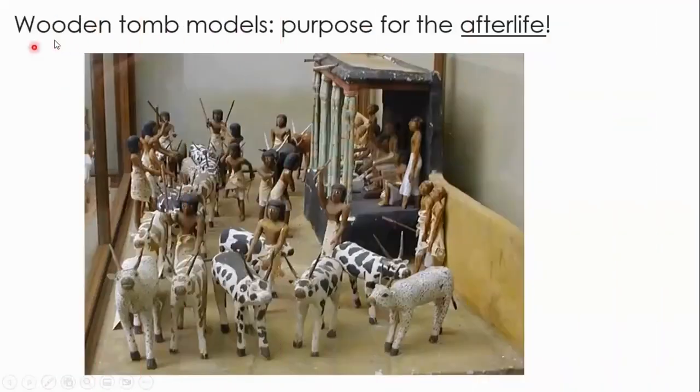These are some examples of wooden tomb models. The purpose of these was not to be dolls. These were actually supposed to be examples of the slaves and the animals which were used for food for the afterlife. So they would make these and put them inside of the tombs, inside the pyramids with the pharaohs after they died, and they would take these to the afterlife with them.